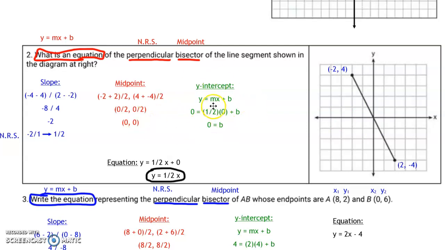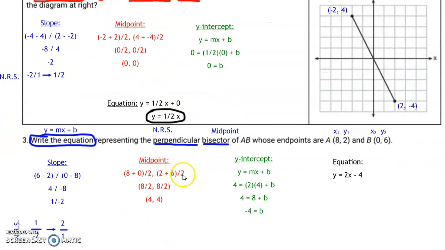The y-intercept is found in the same way. We substitute in the midpoint as the x and the y, and the negative reciprocal slope as m, and we solve for b, and then we substitute that into the equation y equals mx plus b. Notice here I was able to simplify. I'm not going to put this plus 0 because, well, that seems a little silly, doesn't it? If I'm adding 0, it's just that same exact thing. So 1/2 x plus 0 is the same as just 1/2 x.